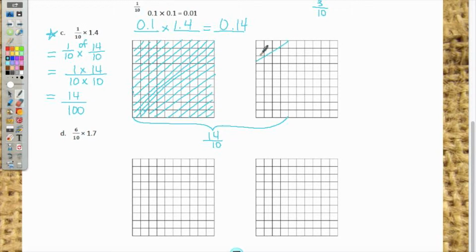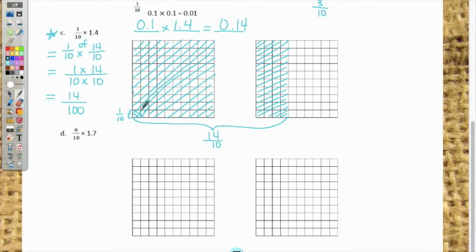Remember, we're just looking at the vertical lines right now. Can you see that? Okay. So that should be 14 tenths. It'd help if the lines were a little darker, wouldn't it? Okay, so now I'm going to do 1/10 of that. So 1/10 going horizontal is just one row.